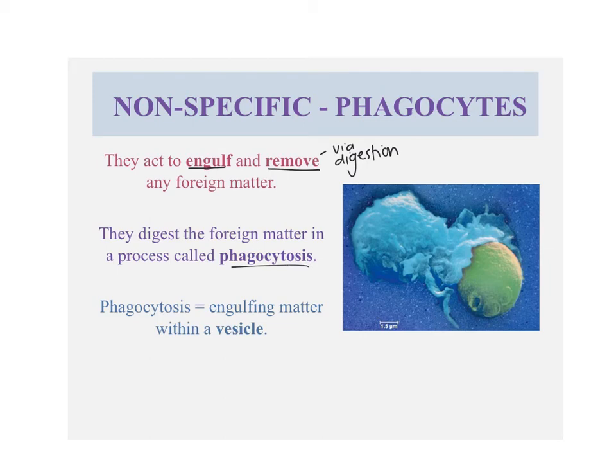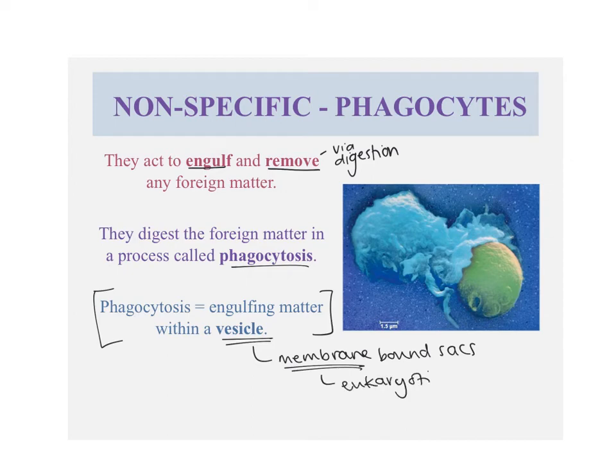Now, phagocytosis itself, as a definition, is engulfing matter within a vesicle. Remember, they are membrane-bound sacs. Because we're talking about membranes, we're specifically looking at eukaryotic cells. It would be weird if pathogens like bacteria, which are prokaryotic, had things to break down other pathogens, wouldn't it? So we're talking about eukaryotic cells.